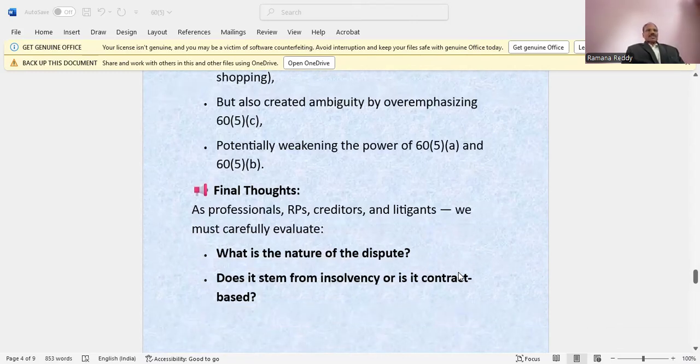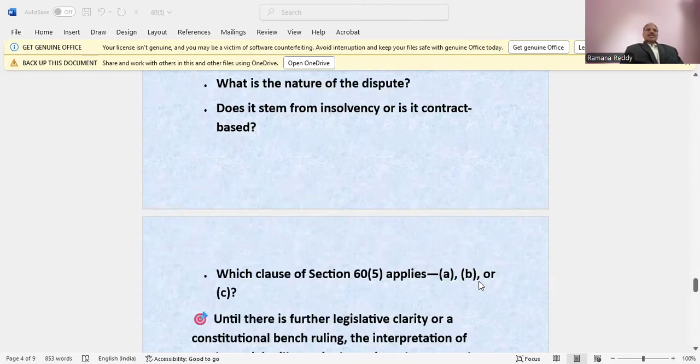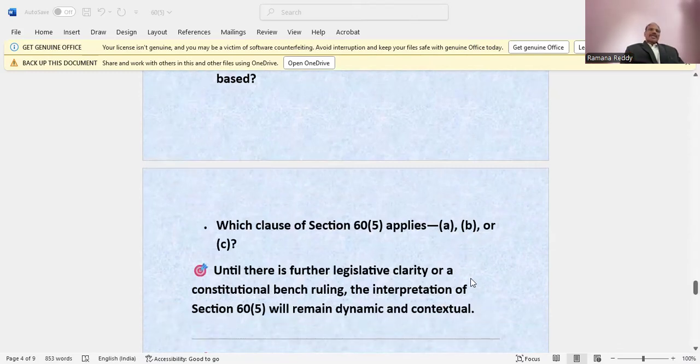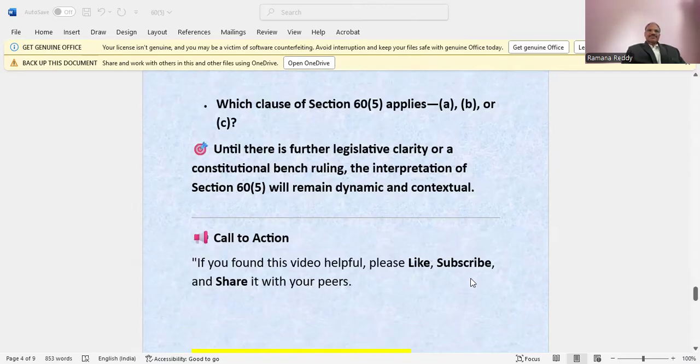So professionals, RPs, creditors and litigants must carefully evaluate the nature of the dispute. Does it stem from insolvency or is it contract based? Which clause of Section 60, subsection 5 applies, whether clause A, B or C? Until there is further legislative clarity or a constitution bench ruling, the interpretation of Section 60, subsection 5 remains dynamic and contextual.